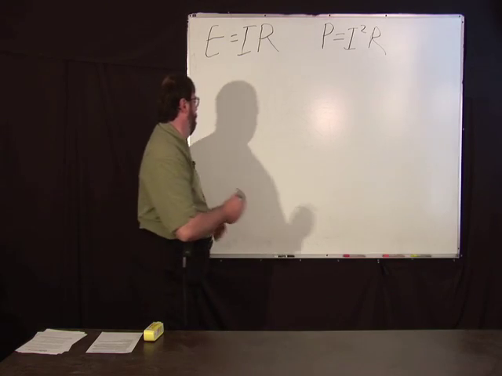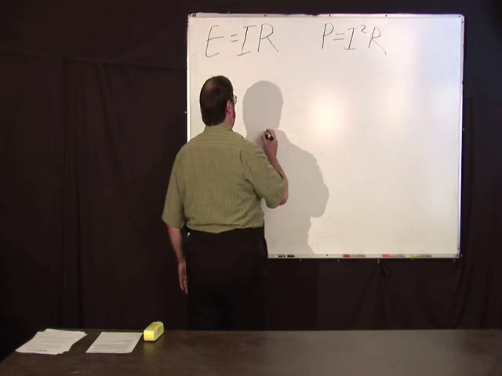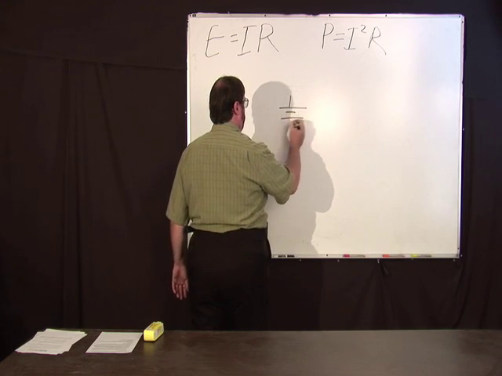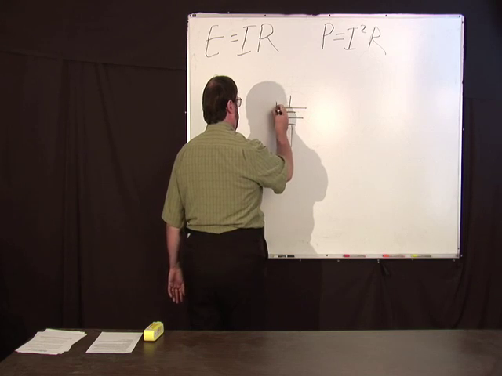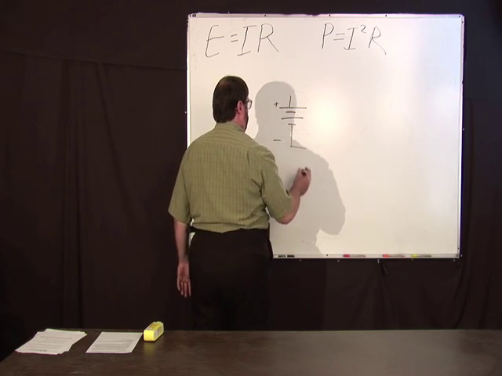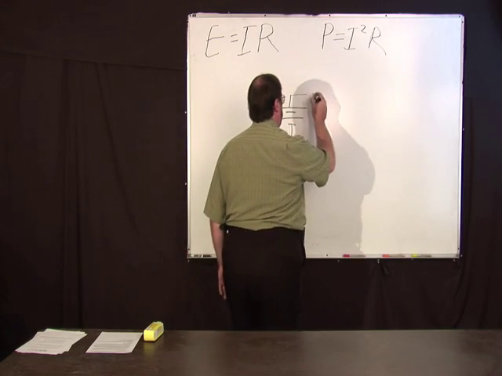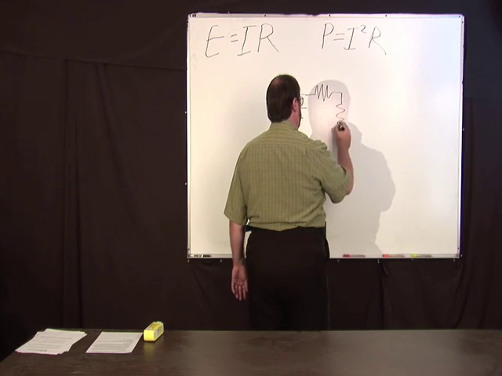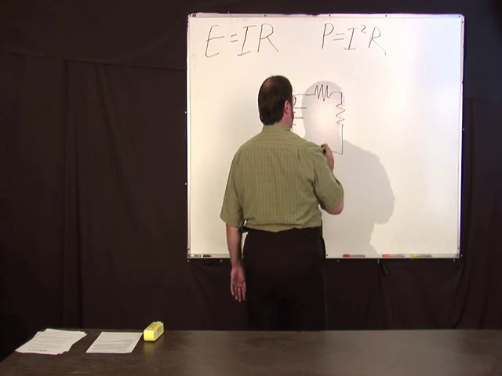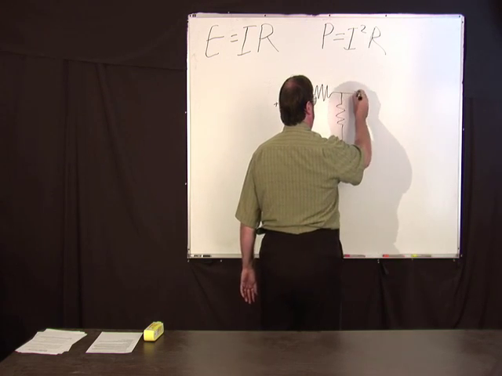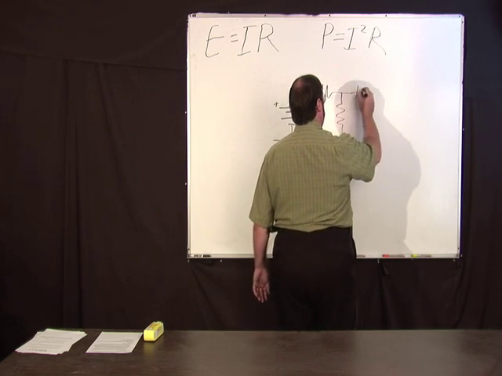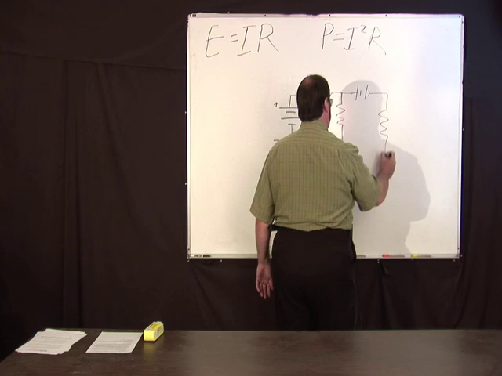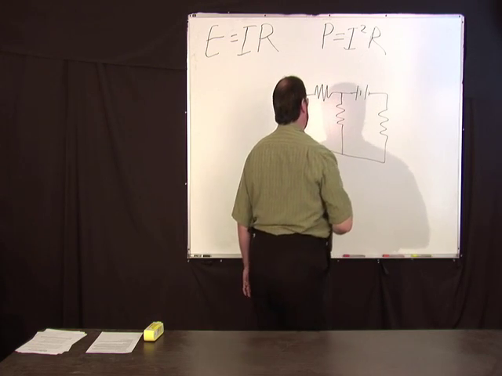Let's draw a simple circuit. Let's randomly generate some circuit. Let's say we have a battery, and let's say, I don't know, a resistor. And let's put another battery here. And another resistor.